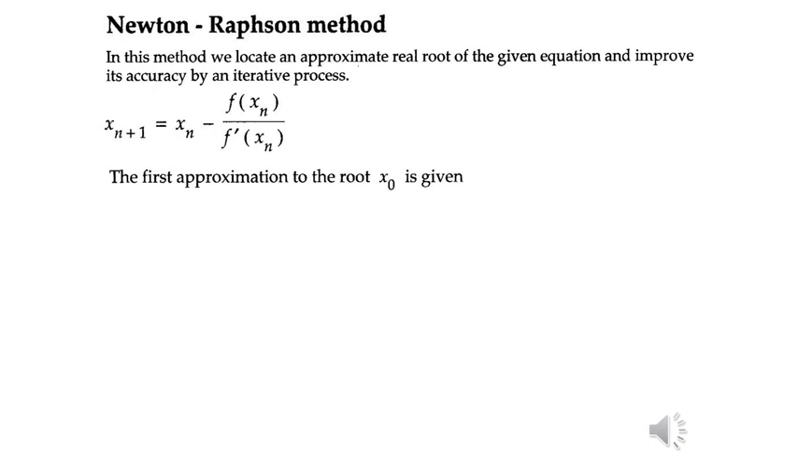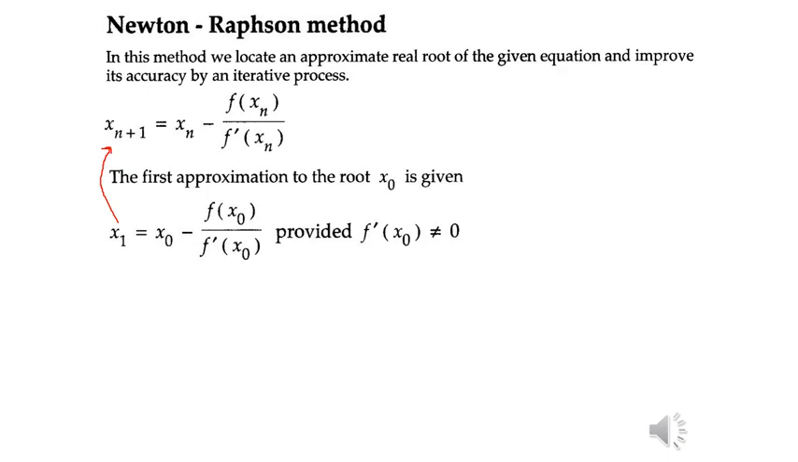Let us suppose the first approximate root will be this. This is the initial root which we have considered as x naught. We use this initial root in this formula to find the next root, that is x1. See here how we are getting x1. We get x1 from this if you take n equal to 0. If you take n equal to 0 here, wherever n is there, you will get x0. So we use this x0 value in this formula to get our x1.